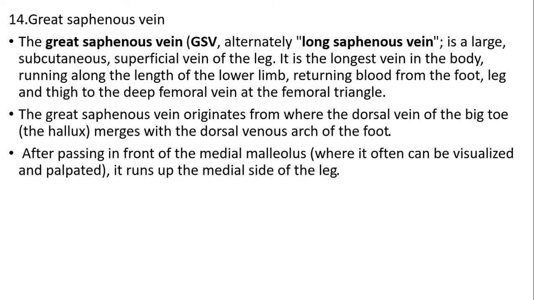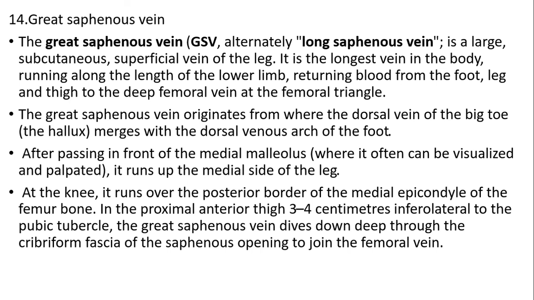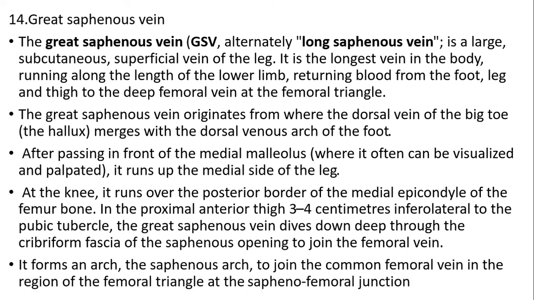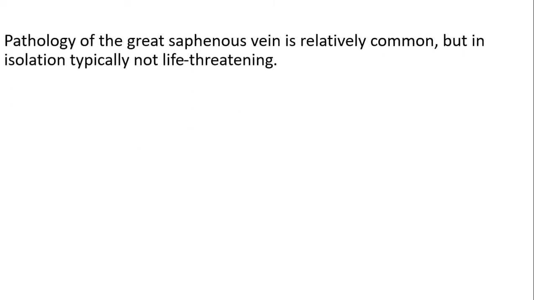It runs up the medial side of the leg. At the knee, it runs over the posterior border of the medial epicondyle of the femur bone, in the proximal anterior thigh 3 to 4 centimeters infralateral to the pubic tubercle. The great saphenous vein passes deep through the cribriform fascia of the saphenous opening to the femoral vein. It forms an arch, the saphenous arch, to join the common femoral vein in the region of the femoral triangle at the saphenofemoral junction. Pathology of the great saphenous vein is relatively common, but typically isolated and not life-threatening.